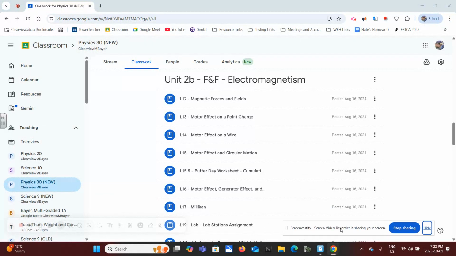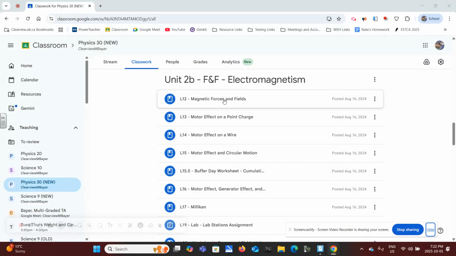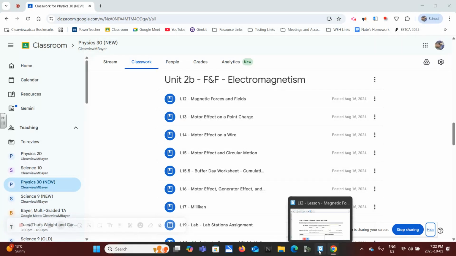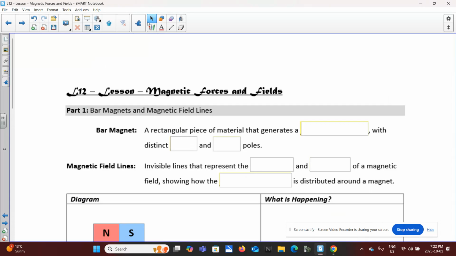Okay, we are on the second half of Unit 2, magnetic forces and fields. So this lesson does not involve any math at all. And here we are. So bar magnets and magnetic field lines.